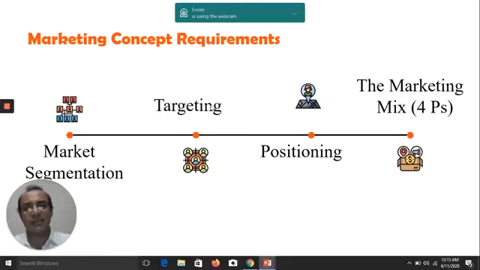What is the second one? Market targeting. So as a marketer, I have segmented a market. And as a marketer, I'm so fortunate, I have got a number of segments. Once I have a number of segments after segmentation, I'll be evaluating all the segments.